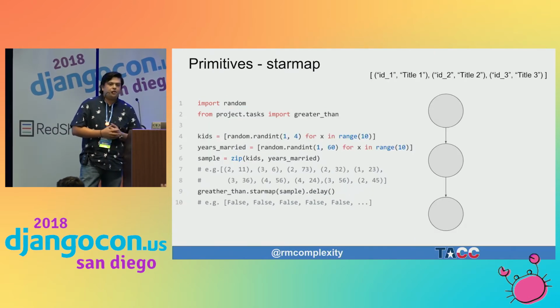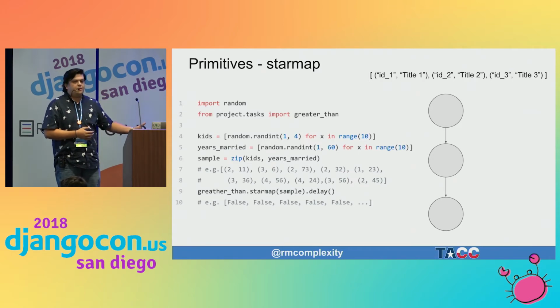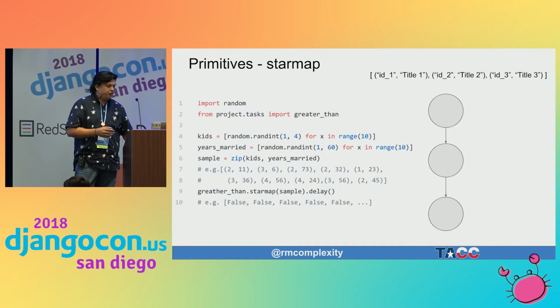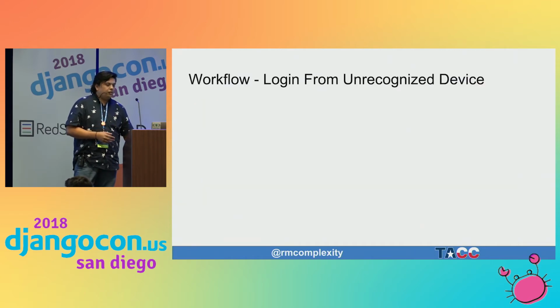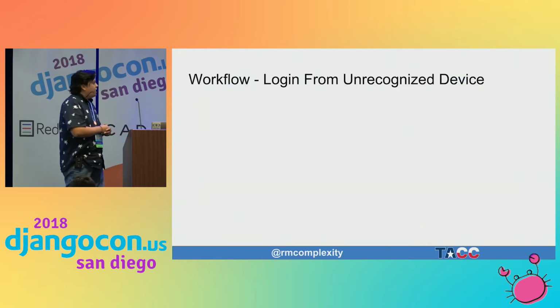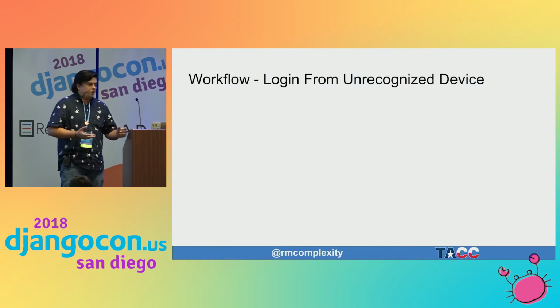And we also have starmap, which is basically the same thing as map, but is whenever the array has each one of the elements, it's another iterable. So let's start. Let's see which kind of workflows can we create from this.